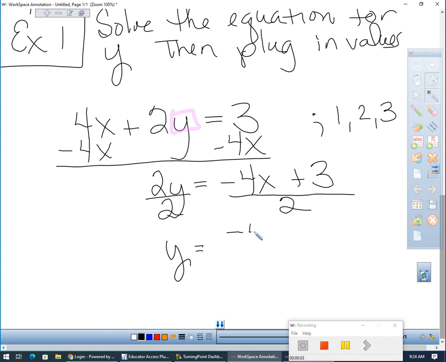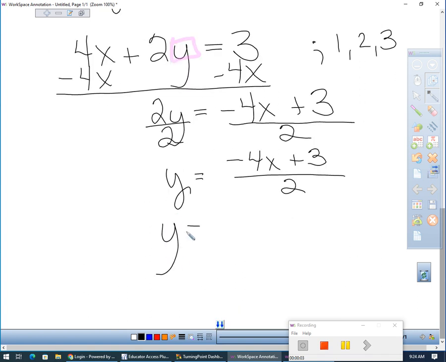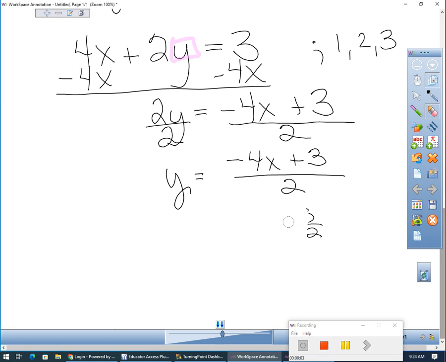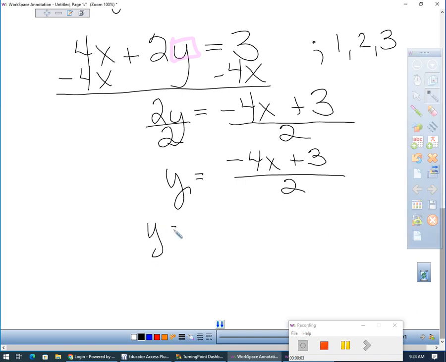You can leave it as negative 4x plus 3 all over 2, or we can split it up. Which way do you guys want to do it? We can split it up and say we have negative 4x over 2 plus 3 over 2, and then simplify this one, or we can leave it like that. What do you guys want to do? Leave it? All right, let's leave it. Okay, so we're going to leave it, a little less work that way, right? Now that we have y by itself, we're going to plug in 1 for x, 2 for x, and 3 for x. So we have y equals negative 4 times 1 plus 3 divided by 2.